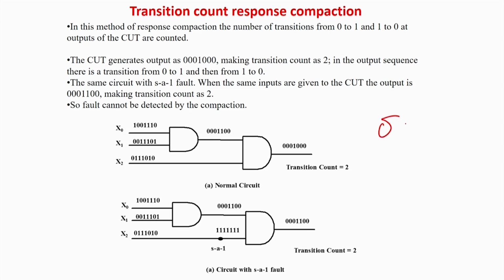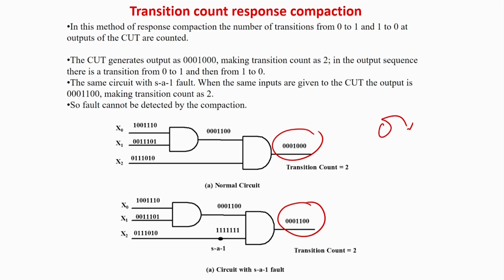You just find out how many times it is changing from 0 to 1 and 1 to 0. So there are 2 jumps over here and here are also 2 jumps. But you look, the patterns are different. So if you are using the counting ones sequence, the fault can be detected. But when you are using a transition count, this fault is getting aliased.